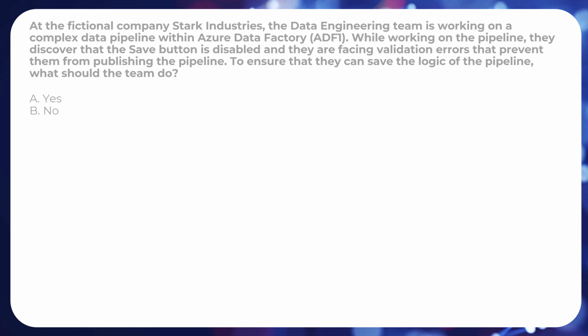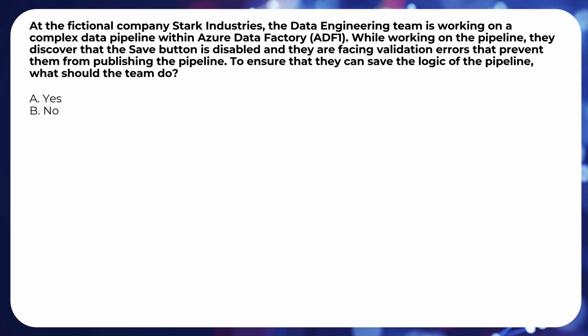At the fictional company Stark Industries, the data engineering team is working on a complex data pipeline within Azure Data Factory, ADF1. While working on the pipeline, they discover that the Save button is disabled and they are facing validation errors that prevent them from publishing the pipeline. To ensure that they can save the logic of the pipeline, what should the team do?